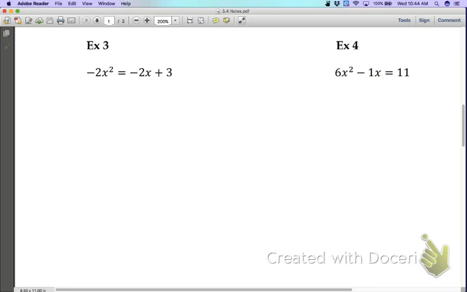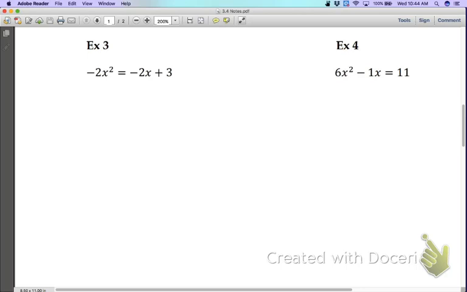So with number 3, first things first, you can always move things. It doesn't really matter which way you move, but let's be smart about this. What do I need to move? I have negative 2x squared on the left side, and then I have negative 2x plus 3 on the right. What would be the smart thing to move to another side? The negative 2x squared.